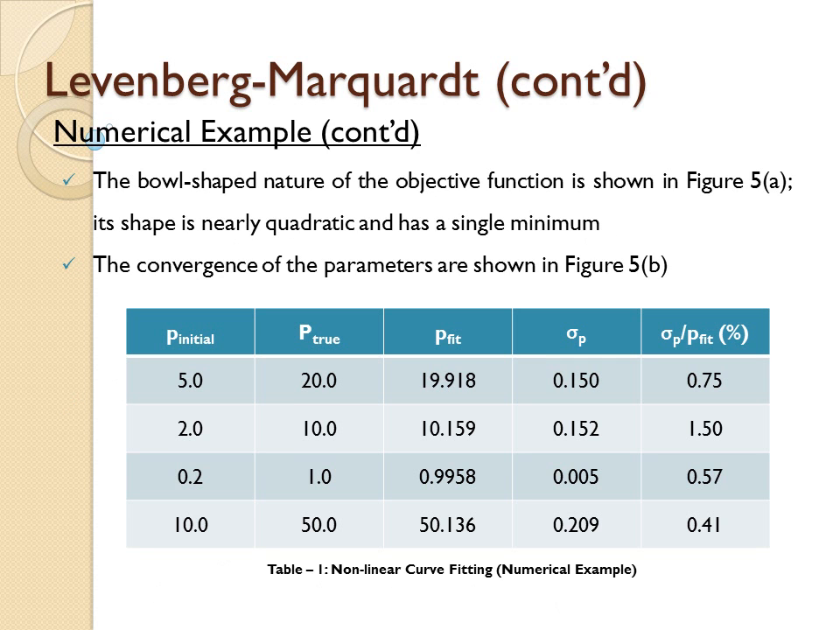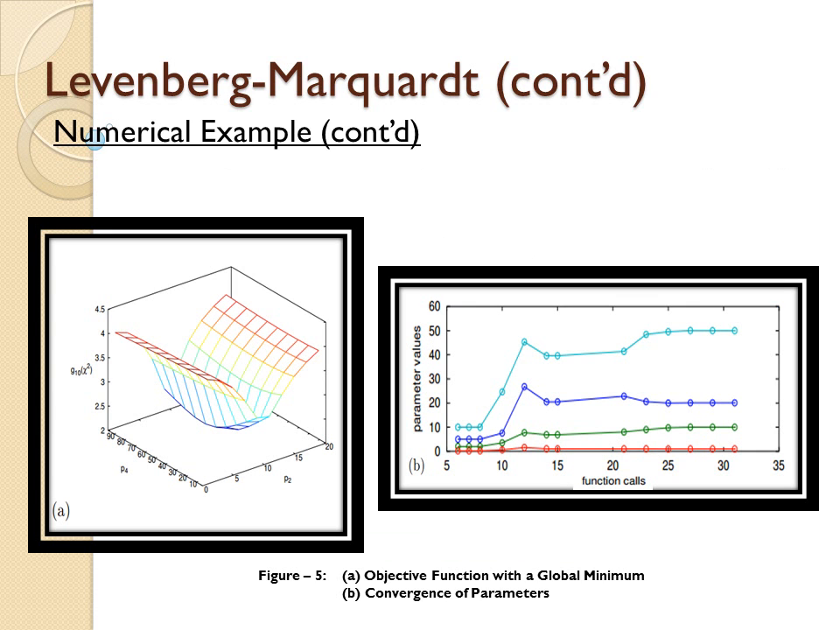If we look at the table, we see that the sigma p over p fit values are pretty near to 0, so the curve fitting problem has converged quite successfully. If we look at the figures, we see that the function has a single minimum, and after maybe 22 function calls, the parameter values converge quite easily.